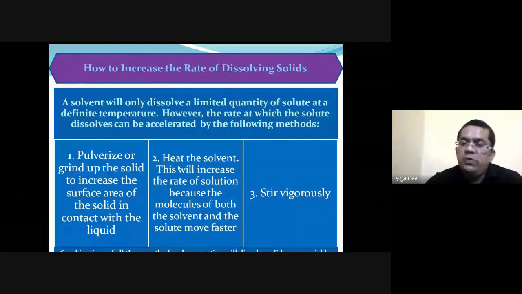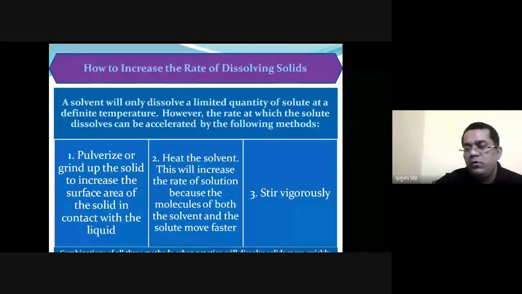Second one is to heat the solvent. This will increase the rate of dissolution, because molecules of both the solvent and solute move faster to interact and dissolve. Third one is to stir vigorously. A combination of all these three methods, when practiced, will dissolve solids more quickly.